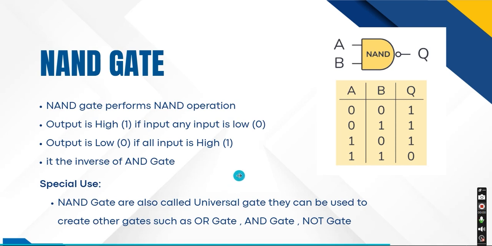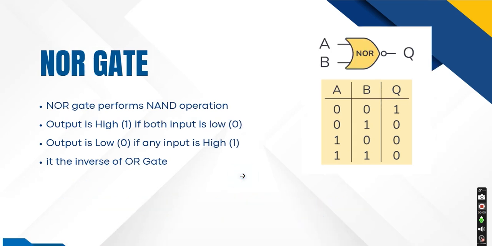So let's dive into another gate. Let's talk about the NOR gate. The NOR gate performs the NOR operation, and the output is high if both inputs are low. So I have both inputs low here, and we see that the output is high. And we say the output is low if any input is high. So this input is high, A is high.